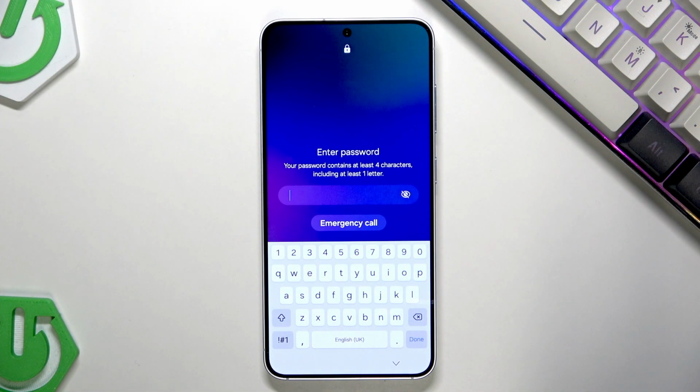So the best solution in such case would be trying to remember the password that you entered the last time. So give it a couple of tries, take your time, and try to recall the password. And if you really can't do that, then the other best solution would be to try and contact Samsung customer support service and let them know about your issue. And if you can prove the ownership of this device to them, they will surely help you out.